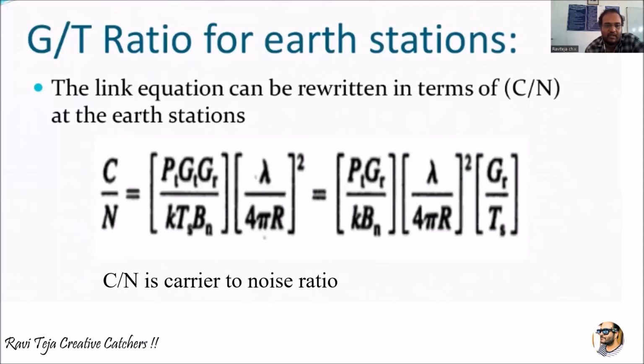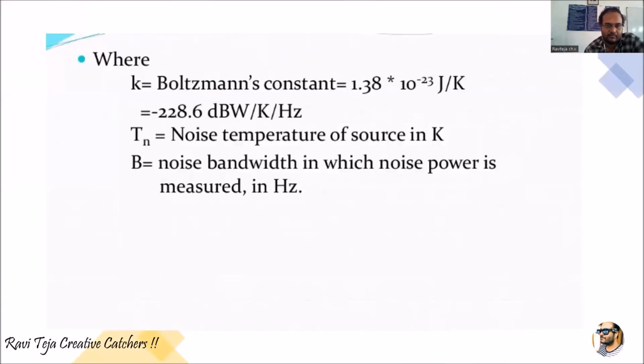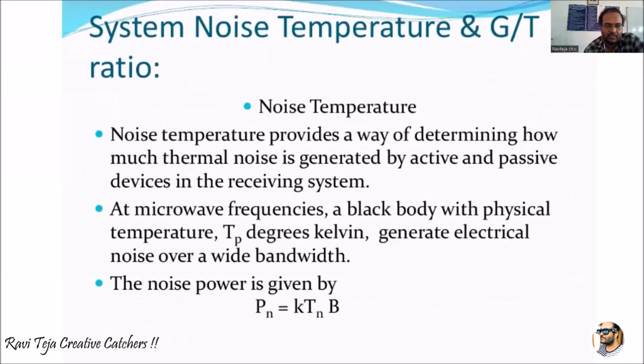We have already seen what PT and GT are. If you don't know what these gains and transmission power short forms mean, go to the previous transmission theory concepts and you will understand them very nicely. So this is the whole concept with respect to system noise temperature as well as the G by T ratio.